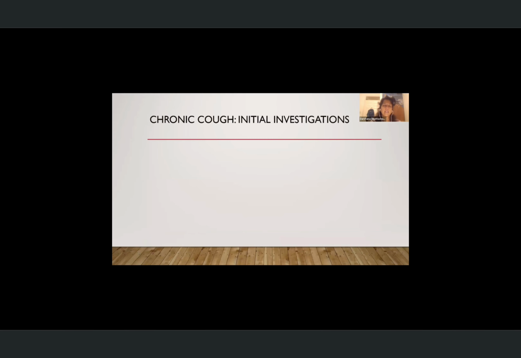So initial investigations, if you're faced with a child with chronic cough, is to assess their growth, first of all. So plot their weight and their height on an age-appropriate growth chart. And if the child is close to 5 years of age and they are compliant, you might be able to get them to do a peak expiratory flow. And if this is less than 80% of their height, then think of a possible early diagnosis of asthma.